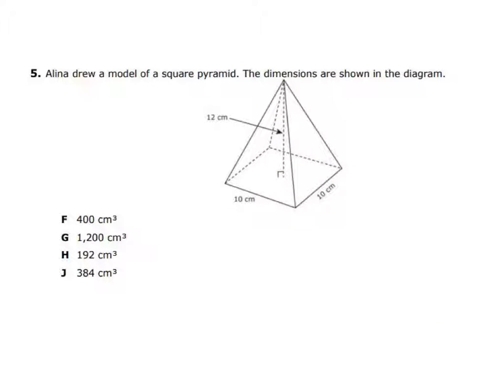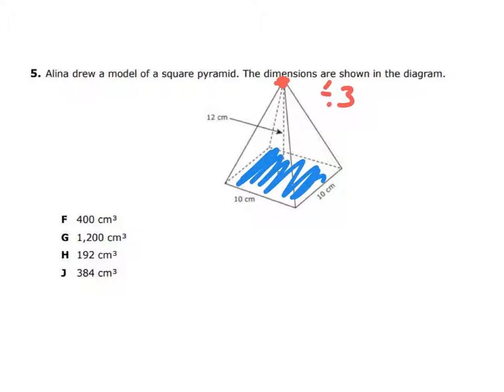Alright, question 5. Again, we have a pyramid because I have a point on top. So at the end, if I look at my formula, it's going to tell me to divide by 3. The square pyramid, we're looking at: Elena drew a model of a square pyramid. The dimensions are shown in the diagram. The question here, we're still looking for volume, even though it doesn't ask you, but just know that we are looking for volume. So I'm going to go ahead and shade the base down here so that way I can see it.